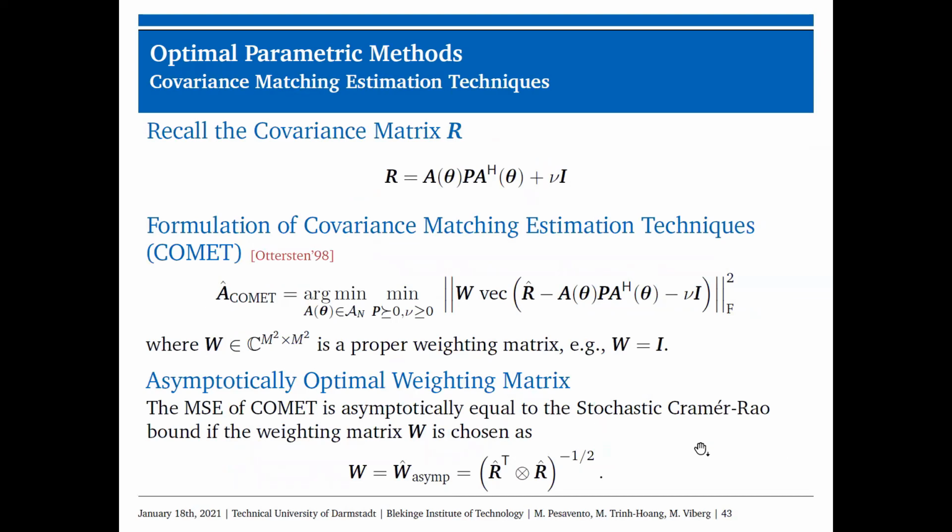And the final class of methods considered in this part of the tutorial is the so-called covariance matching techniques. The idea is very simple. While deterministic maximum likelihood involved the least squares fit of a model to sensor data directly, covariance matching will do the same, but it will match a model to the covariance matrix in the least squares sense, like this. So this is a general COMET formulation, where R hat is the sample covariance matrix, and A P A Hermitian plus nu times identity is its model. And the matrix W is some general weighting matrix, which is a user's choice. Choosing the identity is of course the easiest. But there is also a choice which is asymptotically optimal, like this, and it makes COMET achieve the stochastic Cramér-Rao lower bound, which means that it also gives minimum variance estimates asymptotically.